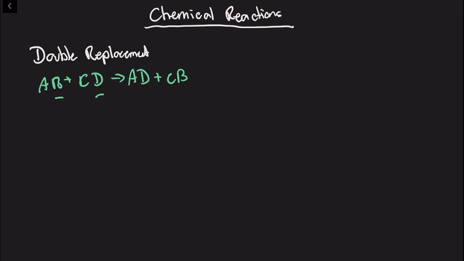So if we apply this to an example, if we have silver nitrate reacting with sodium chloride, which would be AgNO3 plus NaCl, we would get AgCl plus NaNO3. Very important, you want to make sure to match the correct ions.